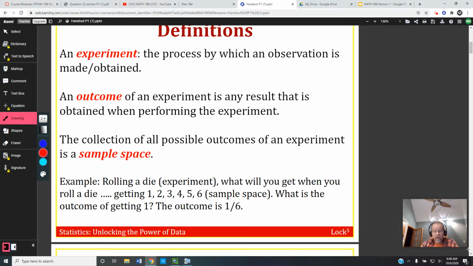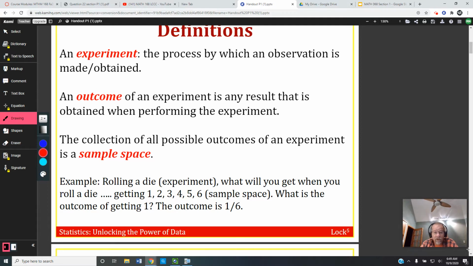An outcome may be pulling a jack of hearts. An outcome may be pulling a green marble. An outcome may be how many times something happened out of something else, depending upon the experiment. The collection of all these outcomes is a sample space. So we perform an experiment, we get an outcome, and we get another outcome, and another, and we put them all together. It's referred to as a sample space.